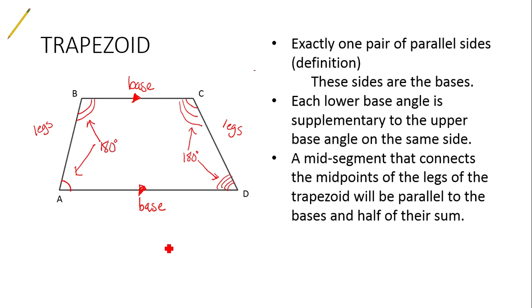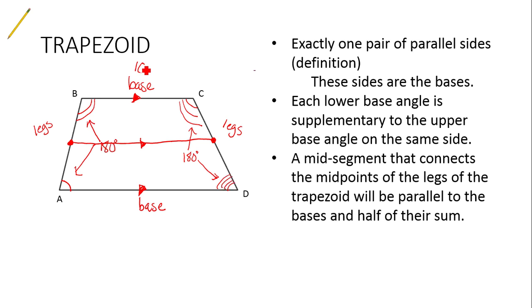A mid-segment is a segment that connects the midpoints of the legs of the trapezoid. So if I were to draw a midpoint on a leg here, midpoint on a leg here, and draw this line that passes through the middle like this, this mid-segment would also run parallel to the bases. And interestingly enough, using the idea of a mean or an average, the mid-segment is in fact half of the sum of the bases.